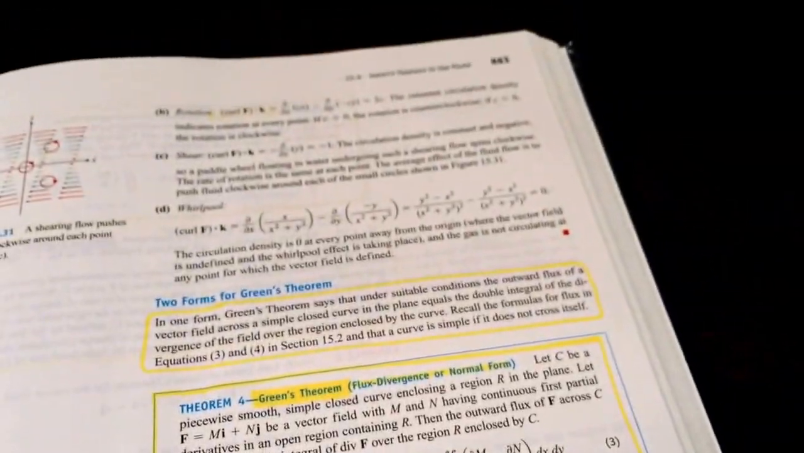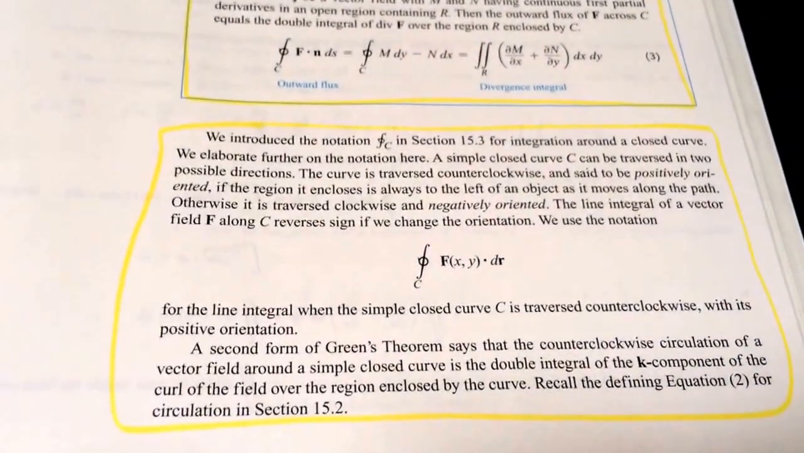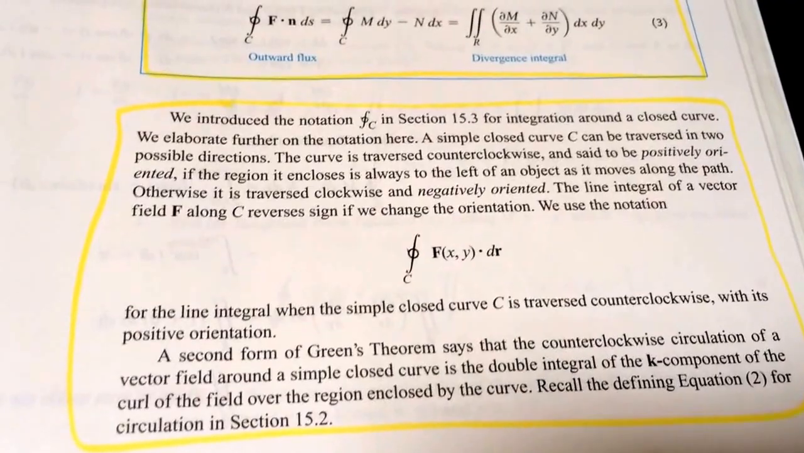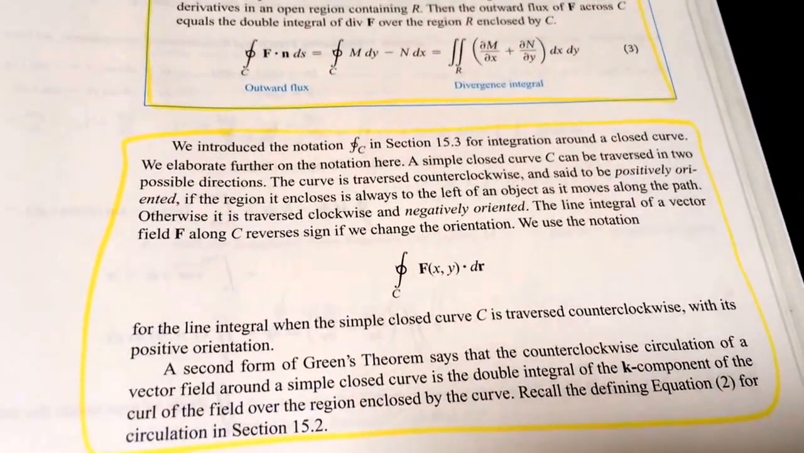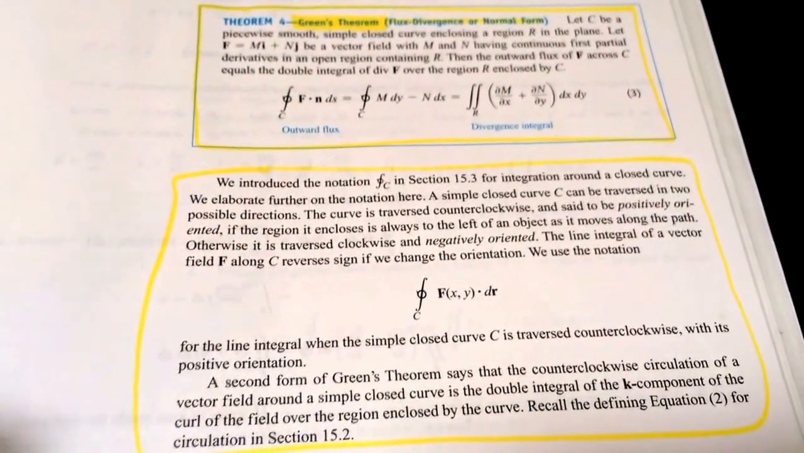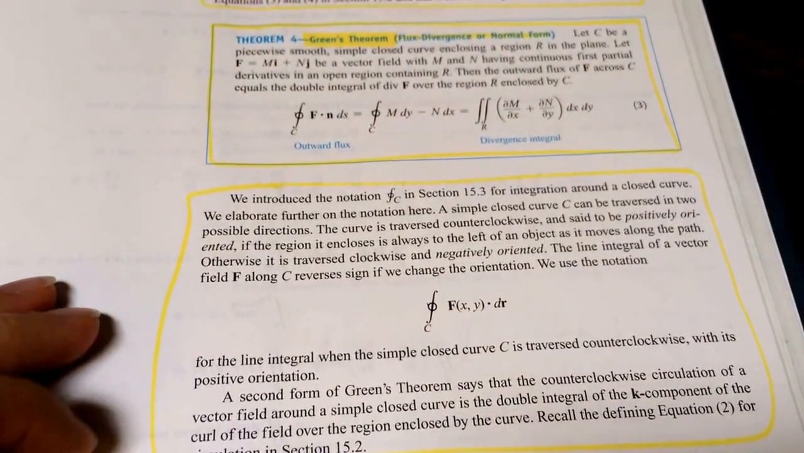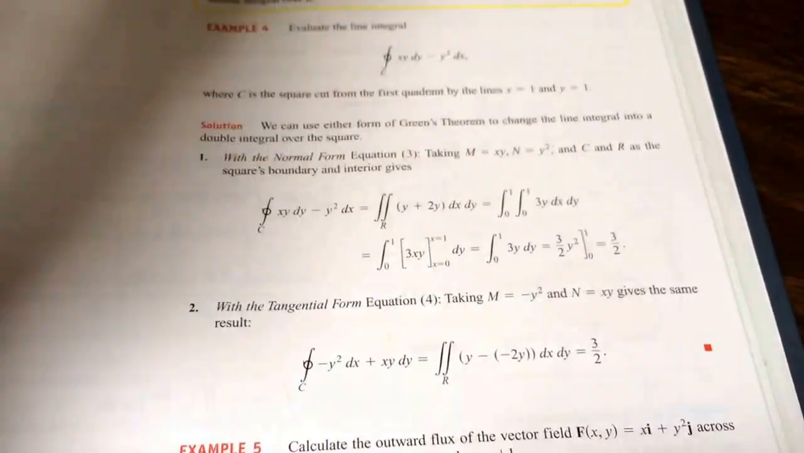This is 863. So this paragraph at the bottom of the page has some more information. Probably the most important thing in here is the direction, and you need to be going counterclockwise. Counterclockwise is associated with a positive orientation. So if you're going clockwise, that's a negative orientation.